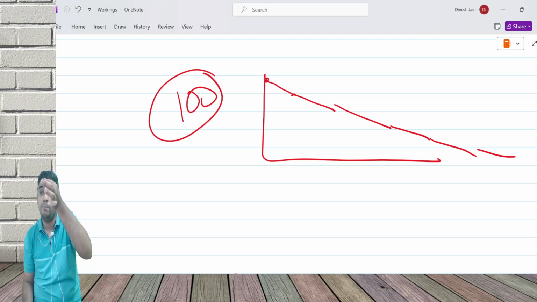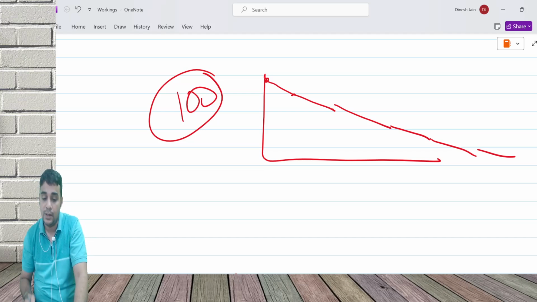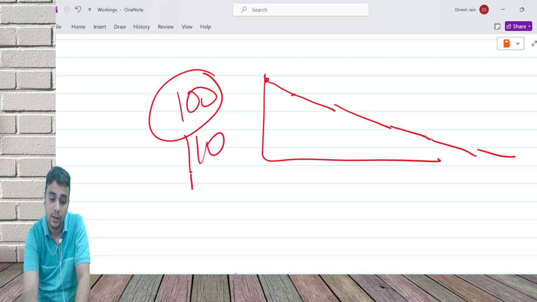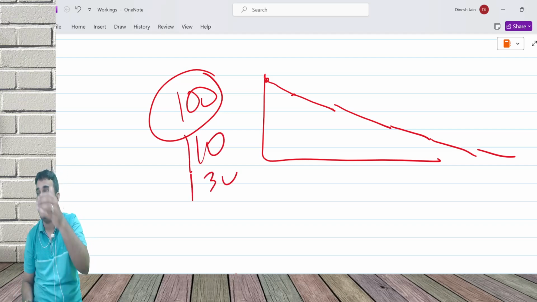If I want to preserve this 100 worth, then this 100 should become 110, 130, 150, 170, 200, 250, 300, 350. It should keep going up.